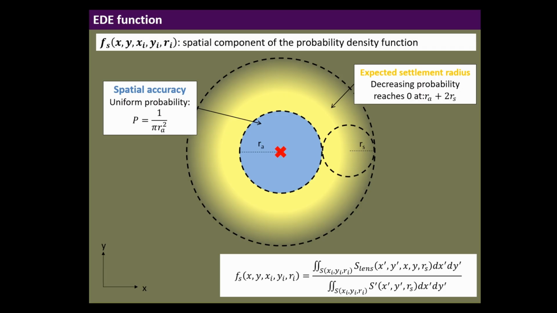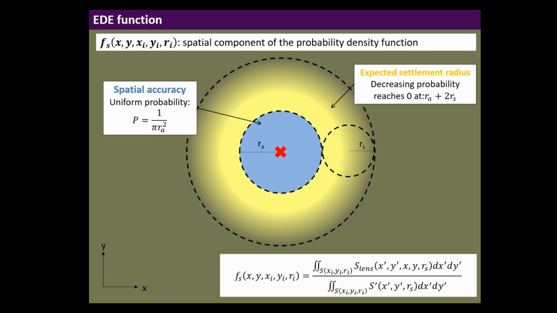This is quickly how the spatial... So it has two components. It has a spatial component and a temporal component, and for the spatial component, it's a function. This represents the probability distribution in space.